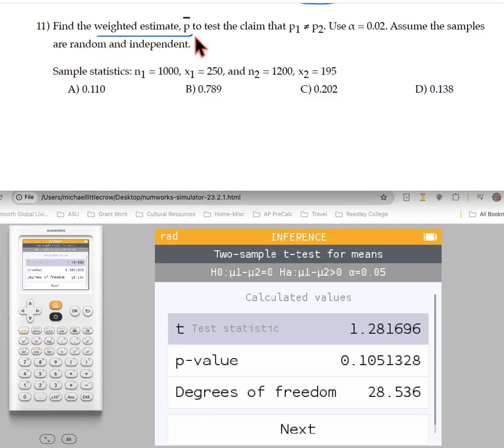Now there's a formula, you could follow that, but our calculators will also calculate it for us with the information given. Use alpha equals 0.02, assume the samples are random and independent so that we can do it. We're given sample sizes, success rate, number of successes for both. So we have what we need to run a proportion test, a two sample proportion test.